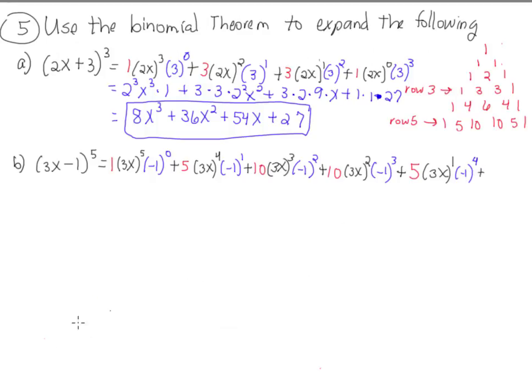And my last term, take my last number in row 5 on Pascal's triangle, times that by the 3x raised to the 0 power, multiply by negative 1 to the 5th power. All that's left to do now is to simplify.